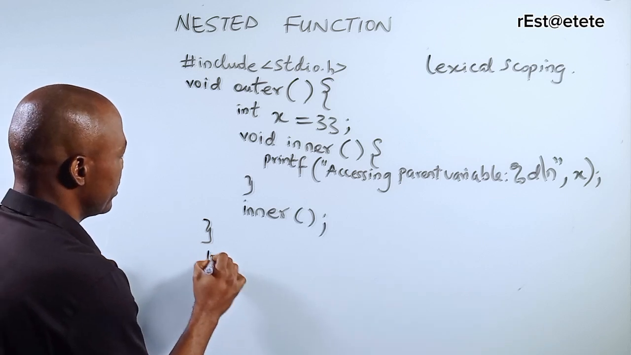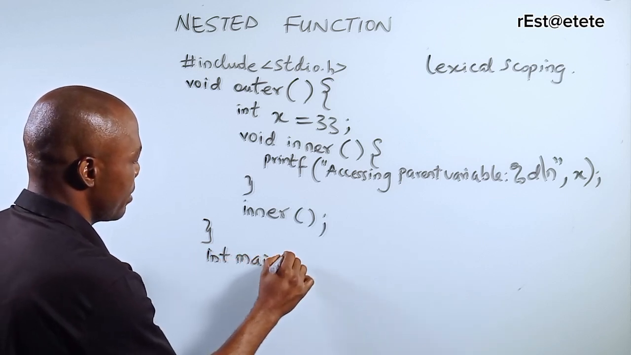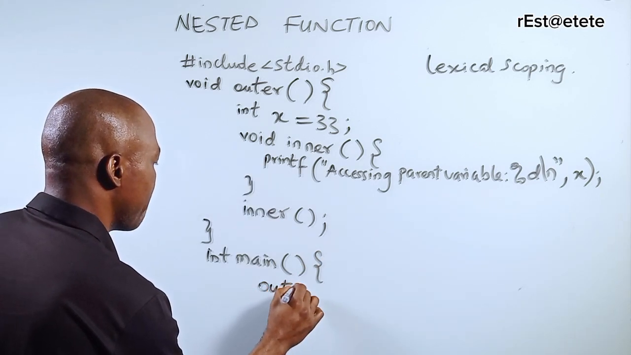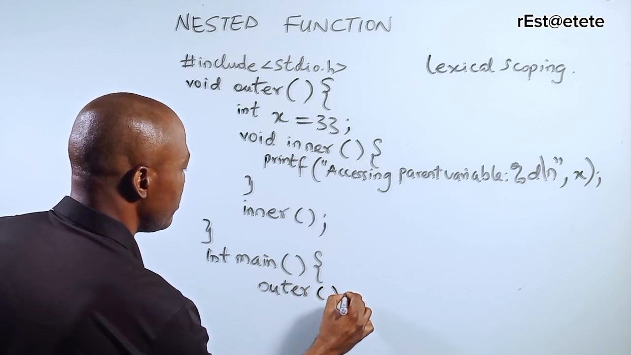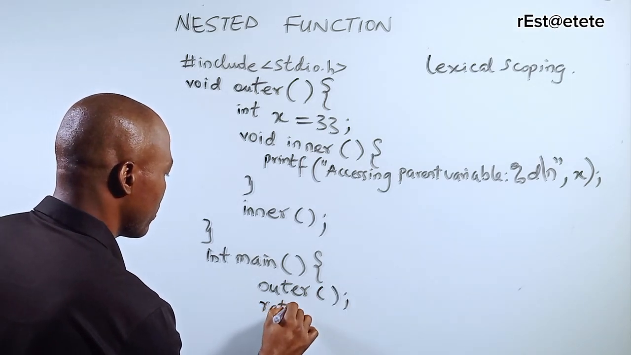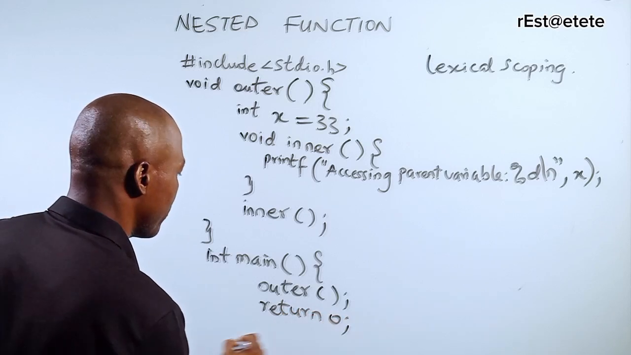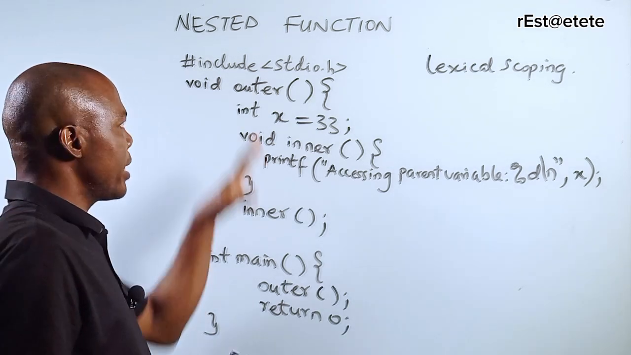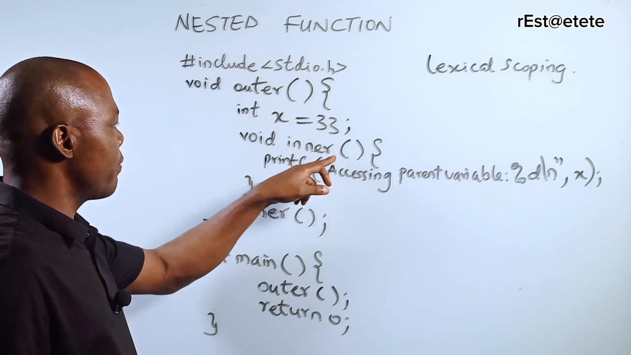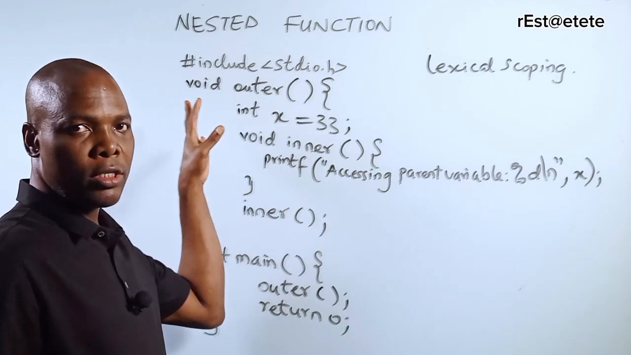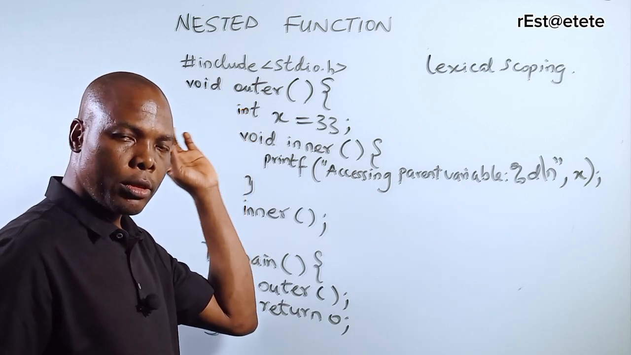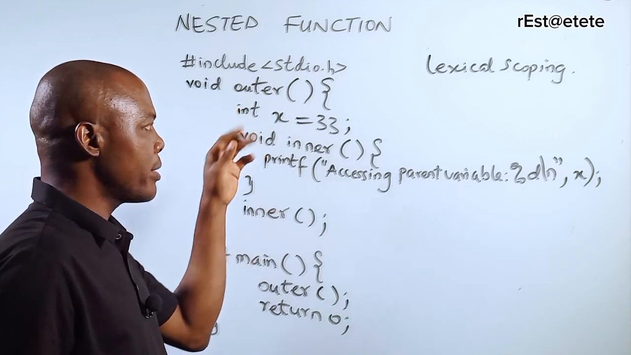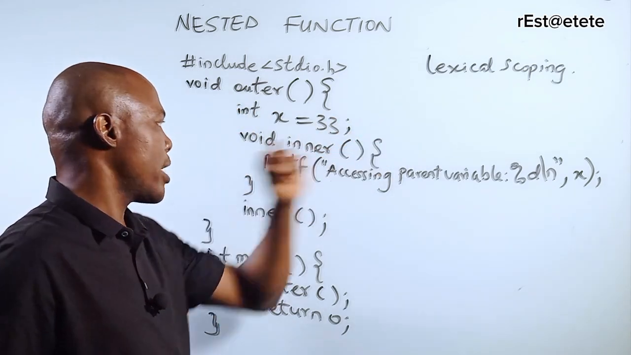Then here I will say int main. This is my main function. I will do this. Then inside my main, I'll call the outer, and then I'll say return 0. Then I'll close this. All right. So this is me writing a nested function. I'm having a function inside another function. ANSI C doesn't allow this, but with the GCC extension, I can do this, and I'm using that compiler. So I'm using this to explain lexical scoping.